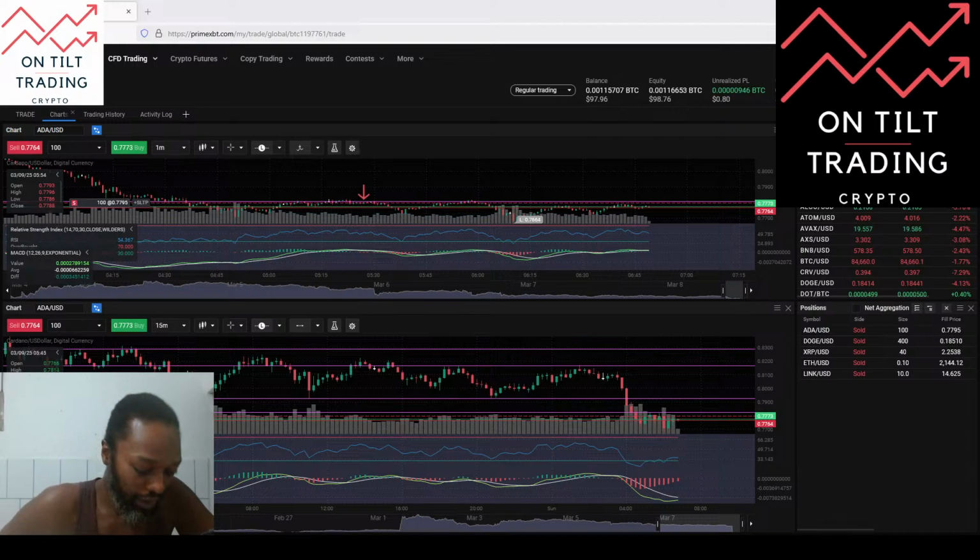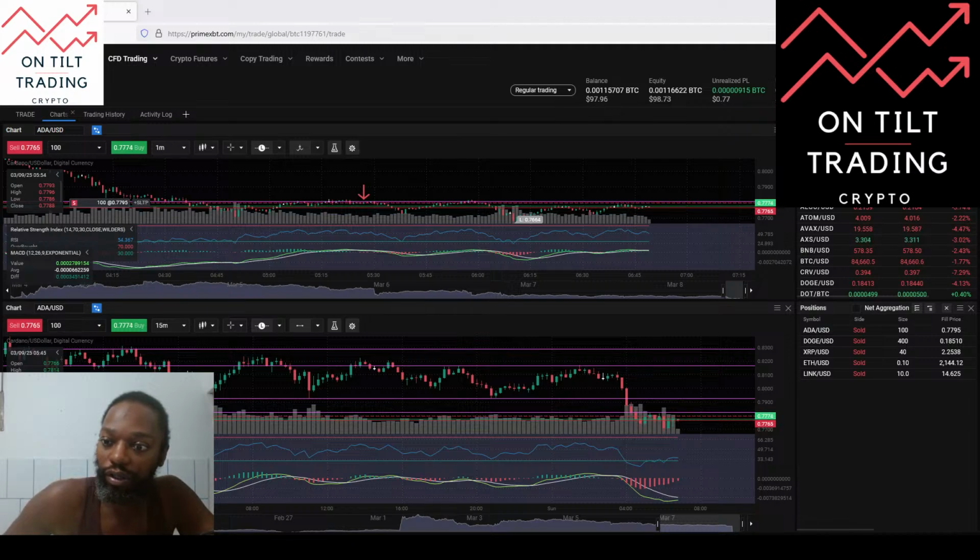So far, I have taken 6 trades. One of them failed. The other 5 are the active 5 trades that you see on the screen right now.